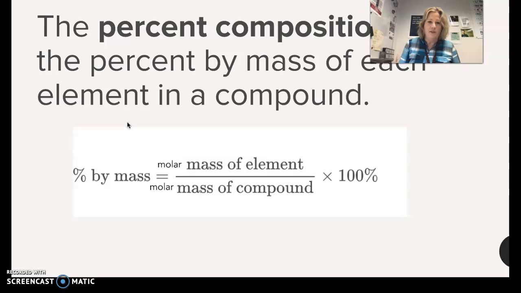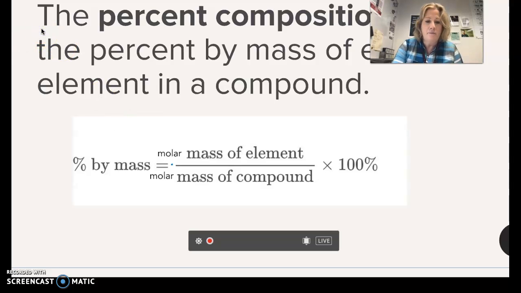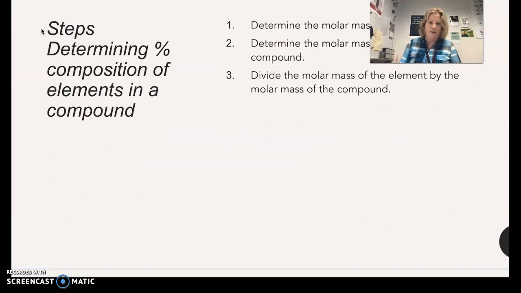Percent composition, like any percent, is always the part to the whole, and then multiply by 100. So what you do is you take the molar mass of just the element you're interested in, divided by the molar mass of the compound, and then to make it into a percentage, we multiply by 100. These are the steps that we're going to follow.